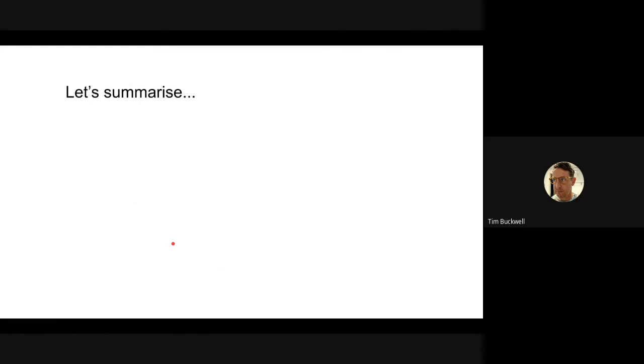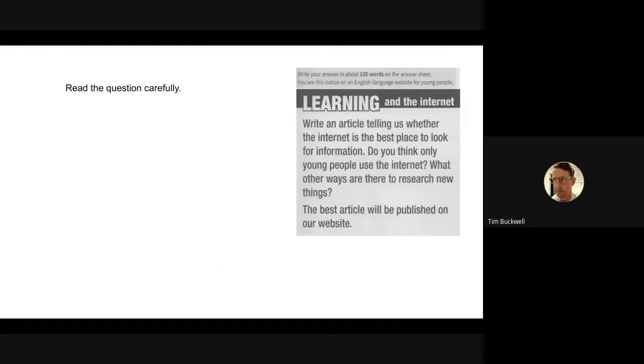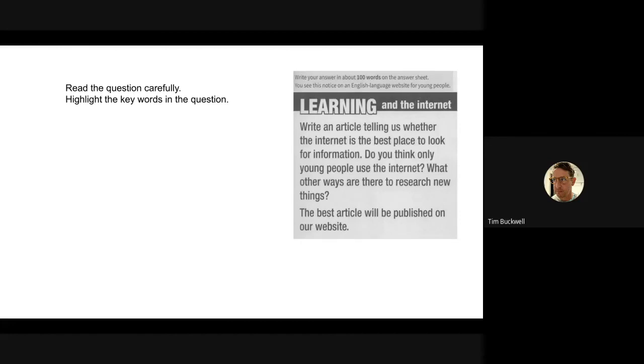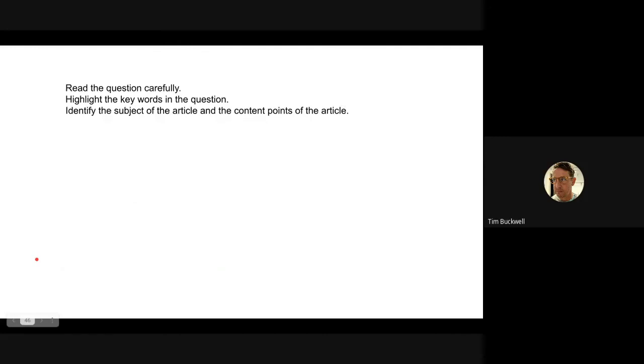So let's summarize. Writing an article. Read the question carefully. The question is going to be long. There's going to be a lot of information there. So follow the advice that we've given you. The three steps are to read the question, reread the question, and highlight the key words in the question. This will help you to focus on the subject and then the content points. The subject and the content points. And you must include those in your answer. Identify the subject of the article and include the content points of the article.